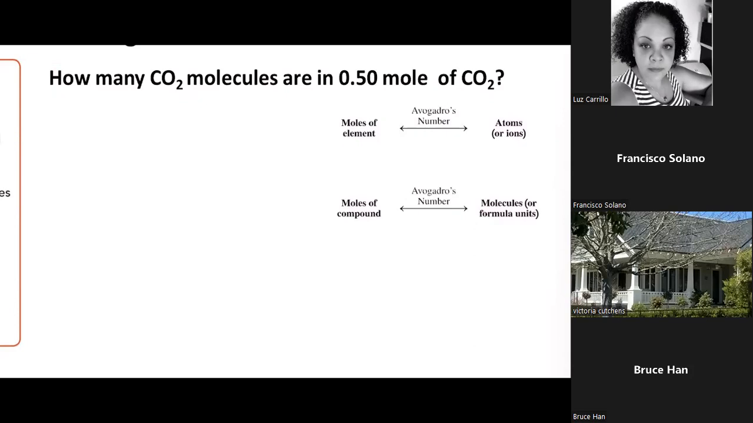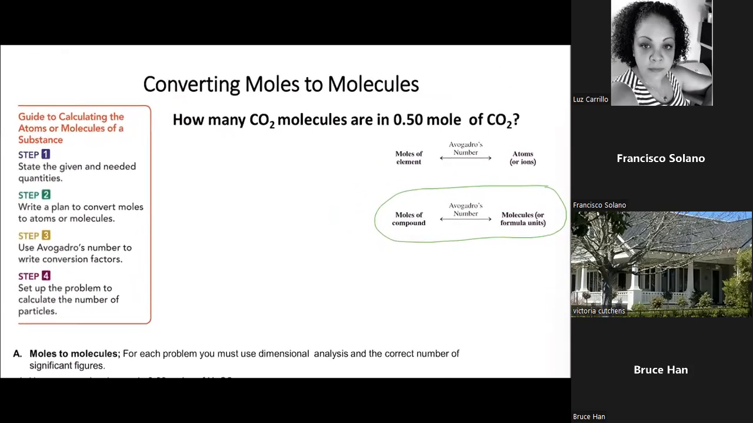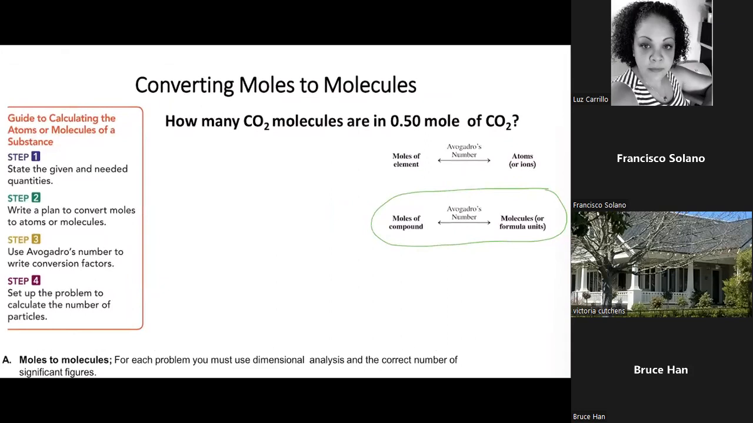So what we're going to utilize here is this. If we go through the guide of how to solve these problems, it says state the given and needed quantities. What is given to us is the moles of compound. What is needed is going to be molecules of that compound, okay? You can see here that on top of the arrow, I put the conversion factor for this. And this conversion factor establishes that one mole equals 6.022 times 10 to the 23rd items. And the items in this case is going to be molecules, okay? M-O-L-E-C is going to be my shorthand for molecules.